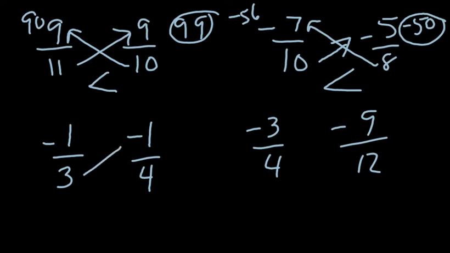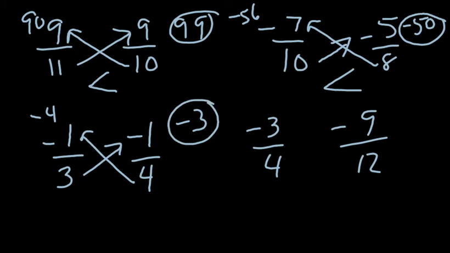Next one. 3 times negative 1, negative 3. 4 times negative 1, negative 4. Which one's bigger? This is actually bigger. Negative 4 is smaller than negative 3. So, greater than. Totally wrong. This one is smaller. Less than.